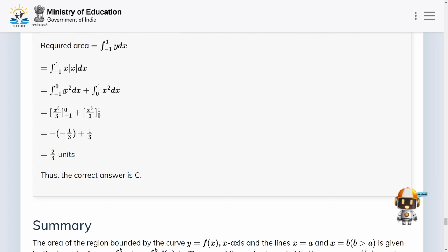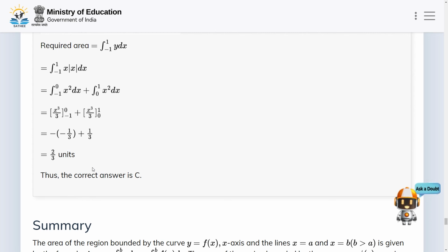And in this you will get the same thing. The minus sign is there. There is a little typo error here, so it is not written over here, but it is written over here. So do not get confused about where we got this minus sign. I have already told you, because of this -1 to 0 interval, this modulus x is minus x, so minus x square must be there. So you will have minus of x cube by 3, limits -1 to 0, so it will become 1 by 3. So your final answer will be 2 by 3 units.